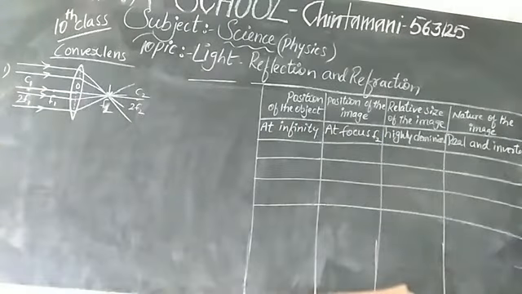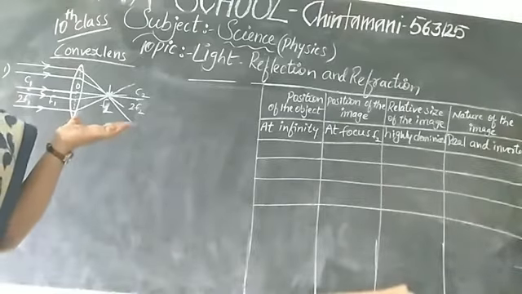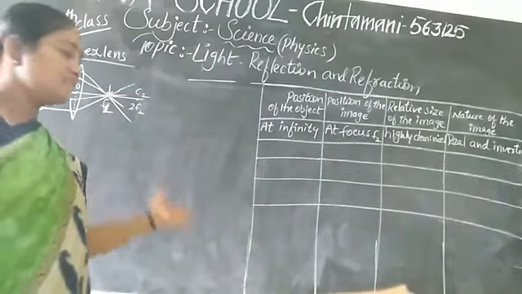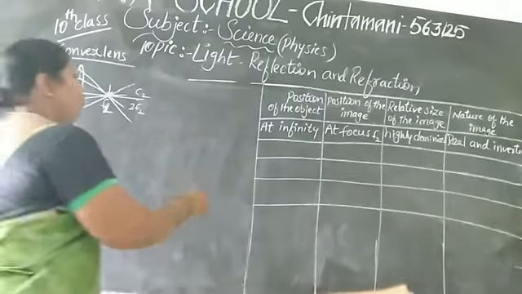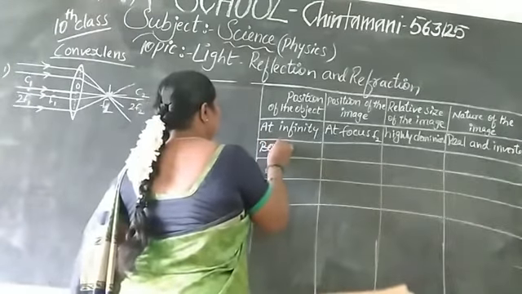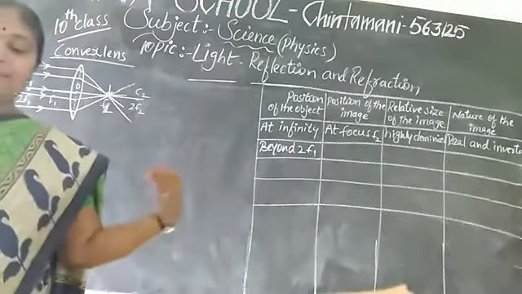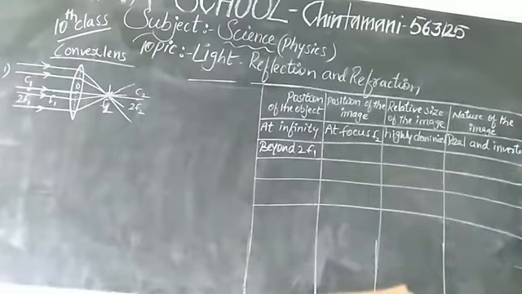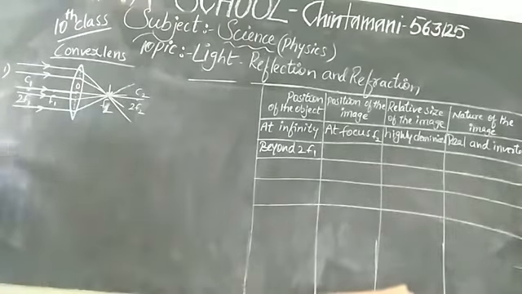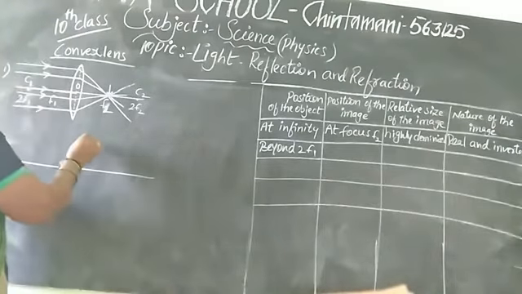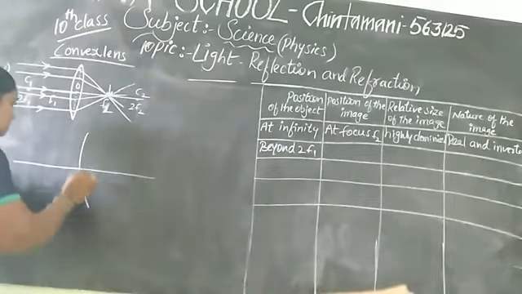So this is the first step we have taken. Let me go for the next one. I am going to take the object beyond 2F1. Now, where is the object? The object is beyond 2F1. Let me draw the ray diagram for this, to see where it is going to meet. The same thing, children: draw the principal axis and draw your lens.